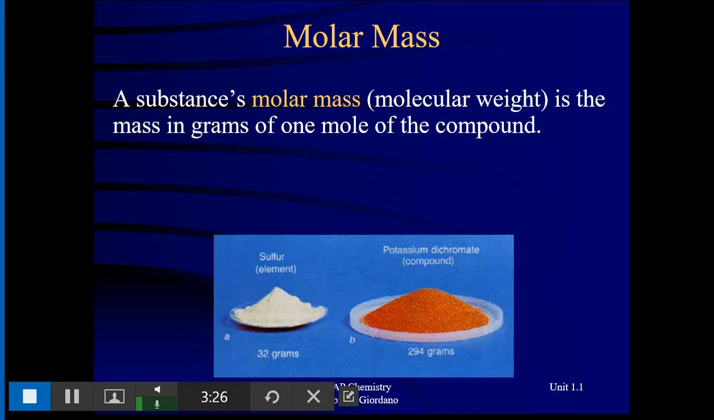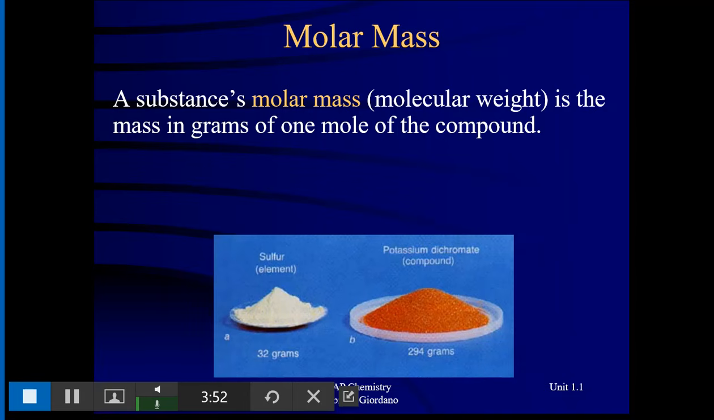So if I have one atom of sulfur, it's 32 AMUs. If I have a mole of sulfur atoms, 6.02 times 10 to the 23rd, it will have a mass of 32 grams. Okay, that's molar mass. The mass in grams of one mole of that substance.